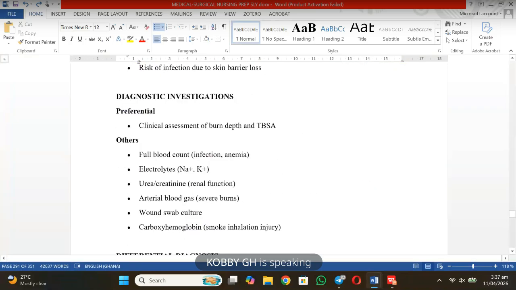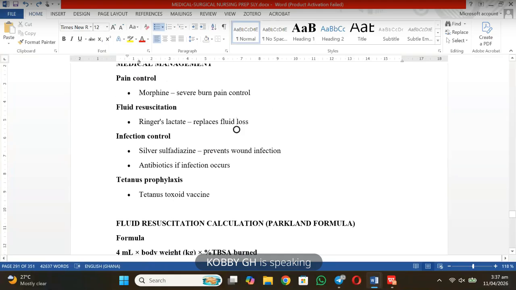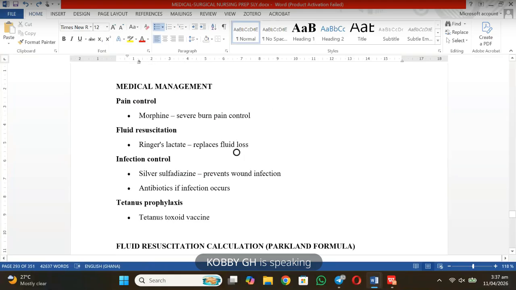So like I was saying that in burns, because of the fluid loss and dehydration, which can increase patient rates of experiencing shock, we usually do fluid resuscitation. And with the fluid resuscitation, the recommended fluid we use in burns is the Ringer's lactate. Is that okay? The Ringer's lactate.